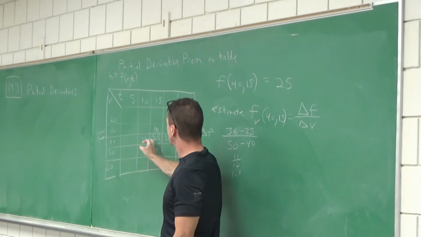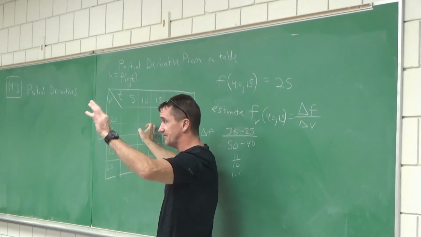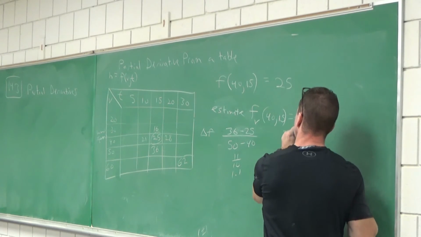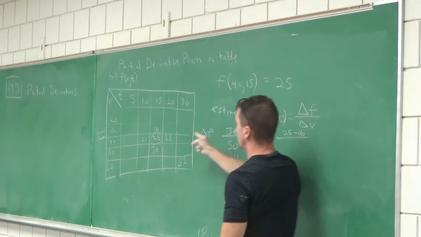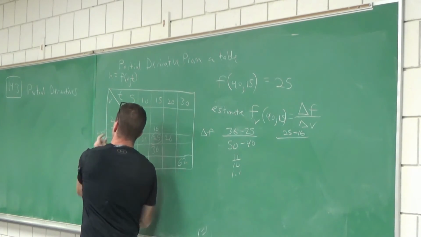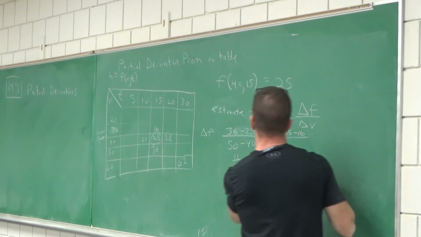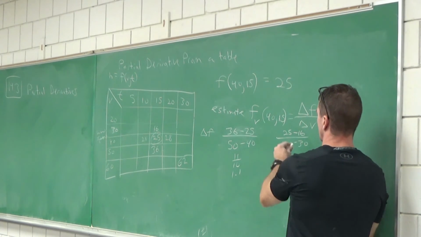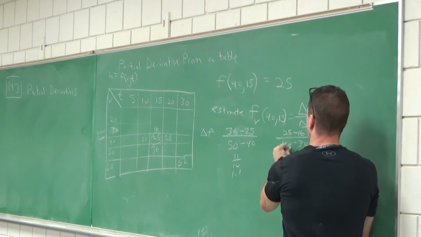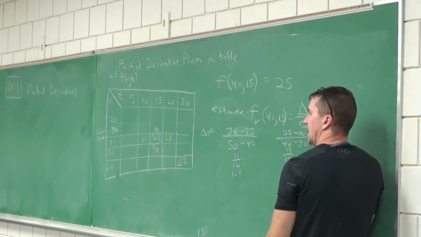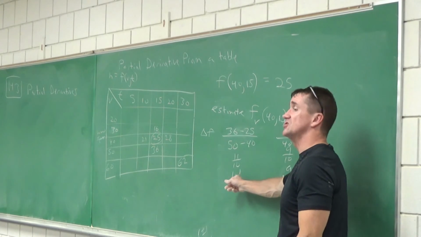What would you get? 25 minus 16, right? F values. Change in F. 25 minus 16 over the change in the corresponding velocities, that's a 30. 40 minus 30. What do you get there, though? 0.9. Yeah, that's 9 over 10. What's that as a decimal? 0.9. Now, both of these are great estimates.